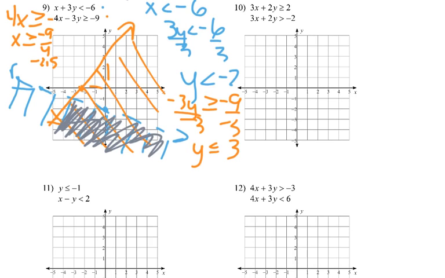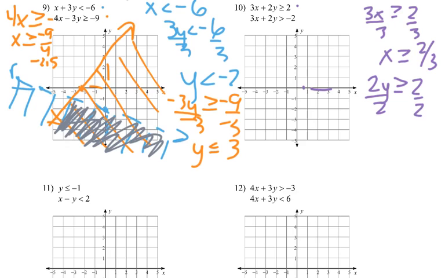Okay, number 10. 3x is greater than or equal to 2. Divide by 3. We get x is greater than or equal to 2/3, which is like 0.6. Like right there, x is bigger. If we got rid of the x, it'd be 2y is greater than or equal to 2. So y is greater than or equal to 1. So positive 1. It's equal to, so solid line. Shade in this direction.